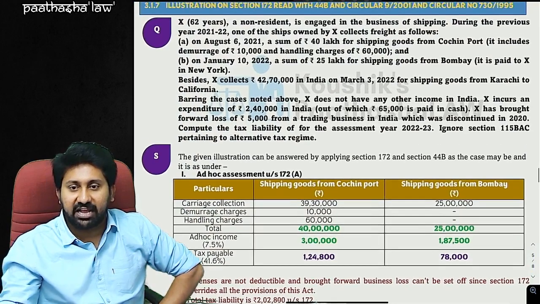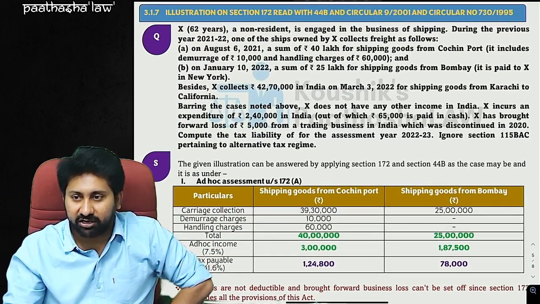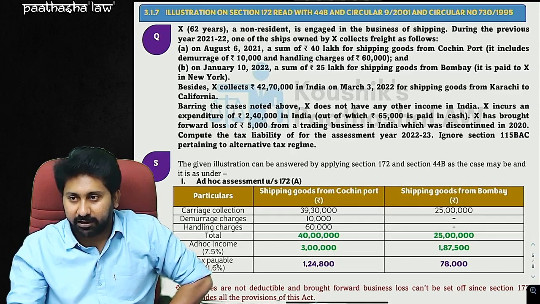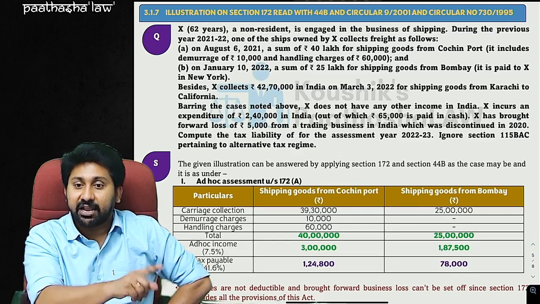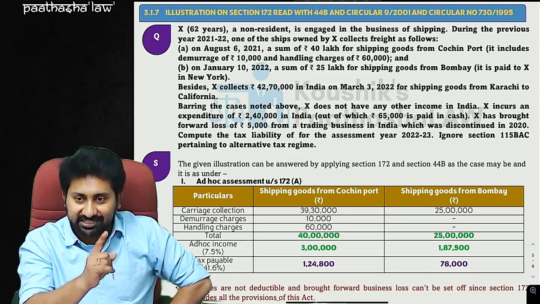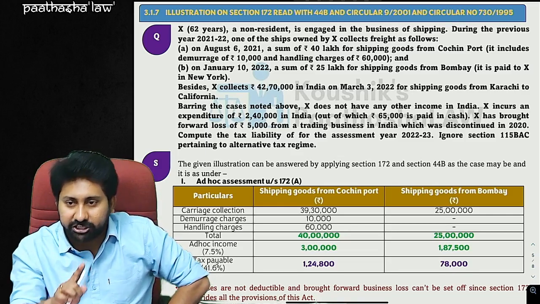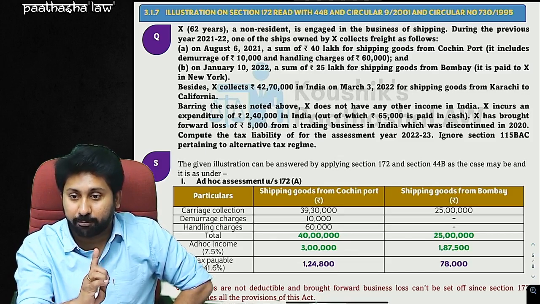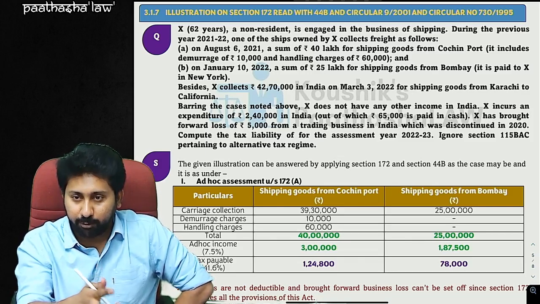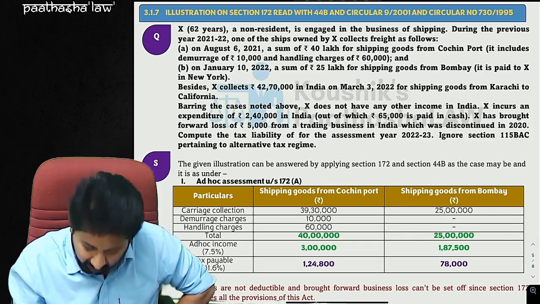I have given one classic example. X, 62 years, a non-resident, is engaged in the business of shipping. During the previous year 2021-22, one of the ships owned by Mr. X collected freight as follows. On August 6, 2021, a sum of 40 lakhs for shipping goods from Cochin port. Cochin means it is in India.